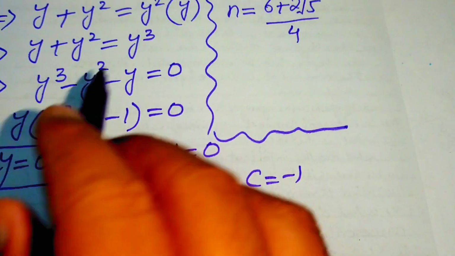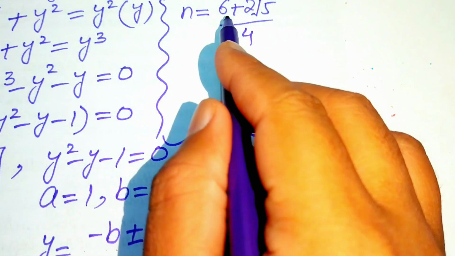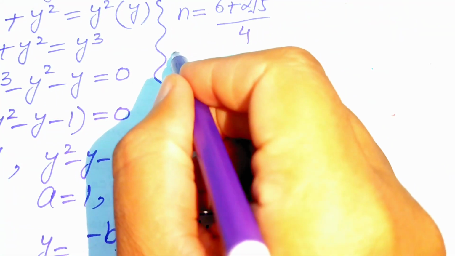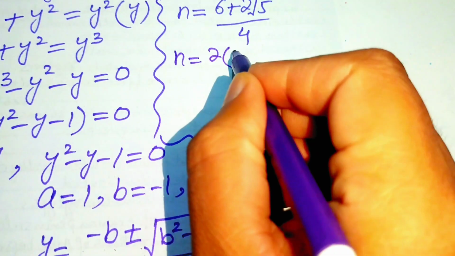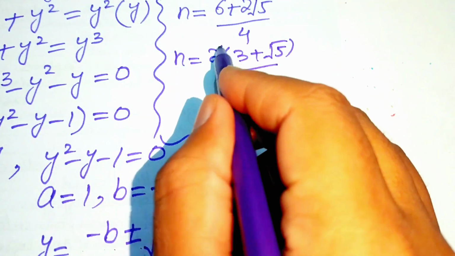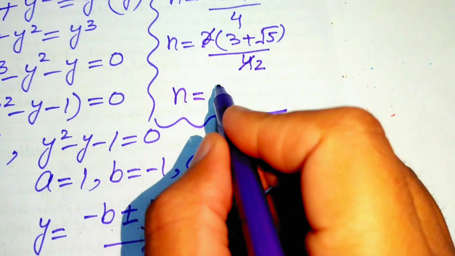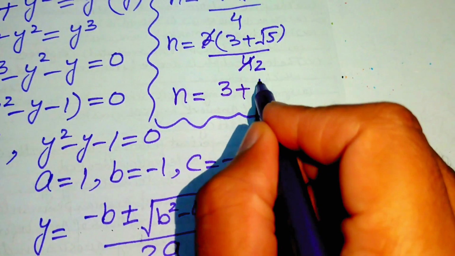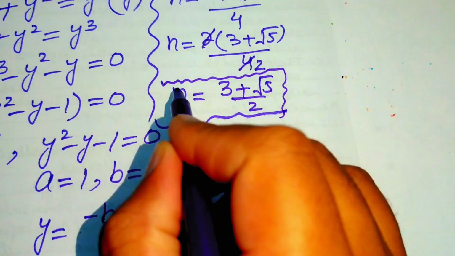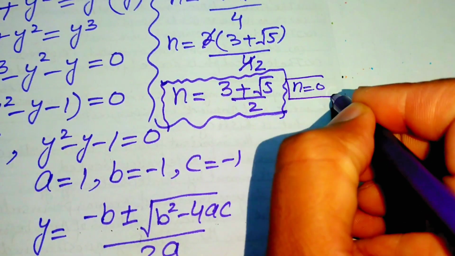Now we need more simplification, and we first take common 2 from the numerator, and it becomes n equals to 2 times 3 plus square root of 5, this whole divided by 4, and we cancel, since 2 times 2 is 4, and we get the other positive solution, 3 plus square root of 5 divided by 2. So this is the second positive solution of the given question, and our first solution is n equals to 0.